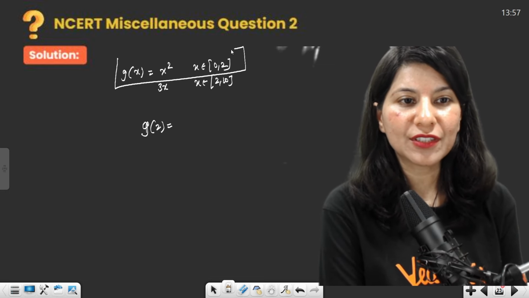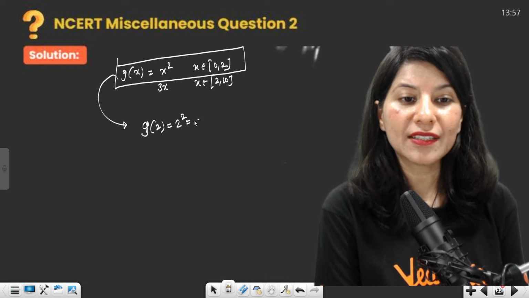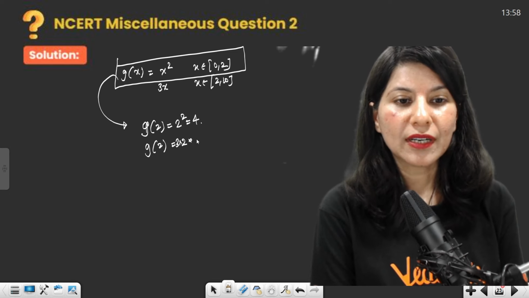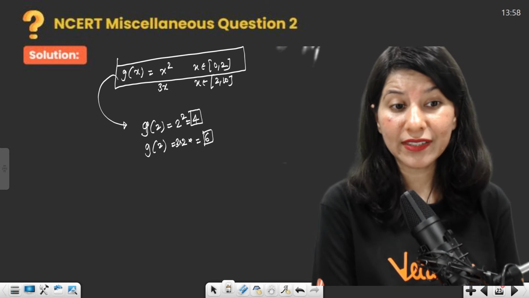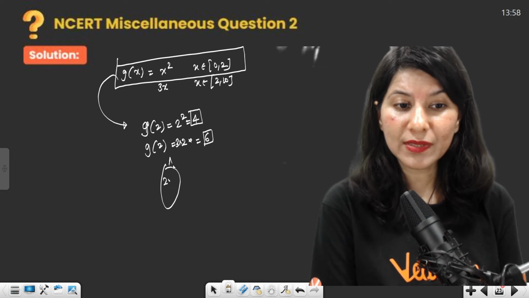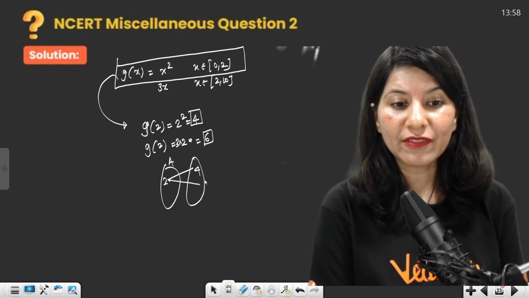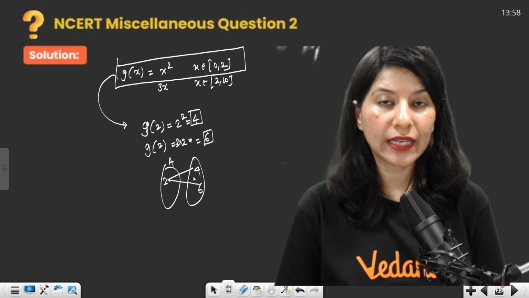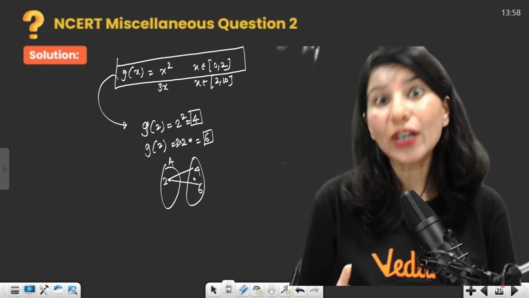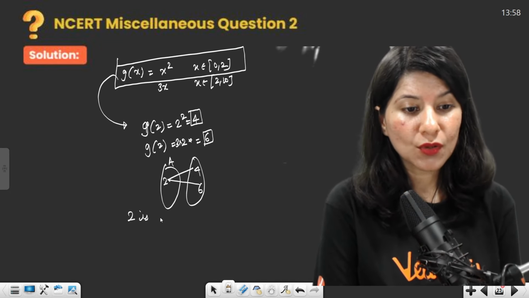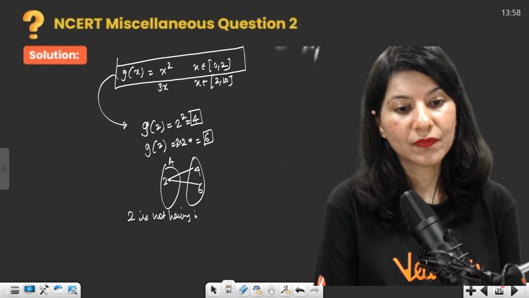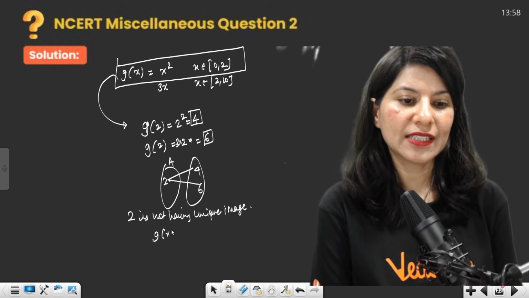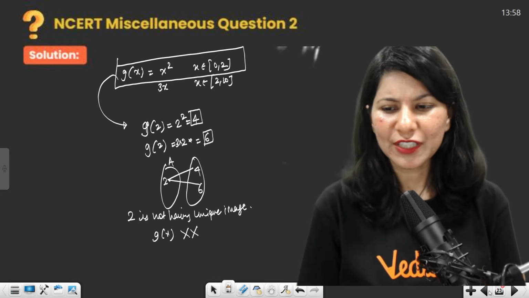So g(2) from this definition, what will you get? 2 square, that is 4. g(2) from this definition, 3 into 2, that is going to be 6. 4 and 6. So clearly, 2 is from set A, and it is having 2 different values or 2 different images. So 2 is not having a unique image, which violates the condition of a function. It is a relation, but it is not a function. g(x) is not at all a function. So first question done nicely.